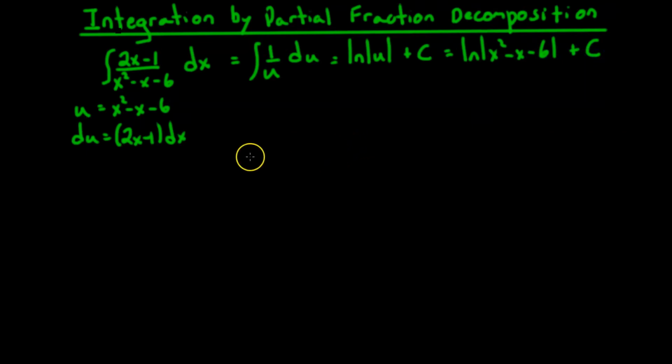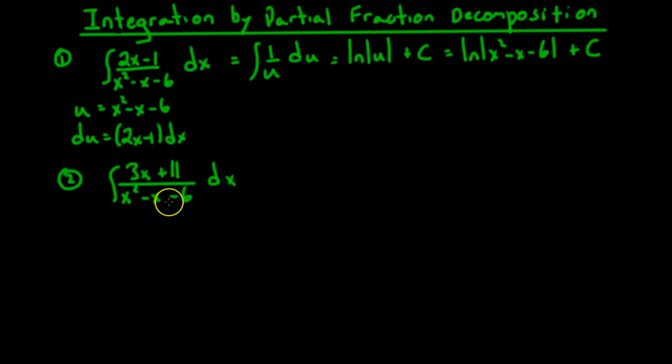All right, but what if I were to give you an example that looks like this? We'll have the integral of 3x plus 11 all over x squared minus x minus 6 dx. So in this case, the derivative of the denominator does not equal the numerator. Substitution is not going to work for us in this case. So what we're going to do is something called partial fraction decomposition.